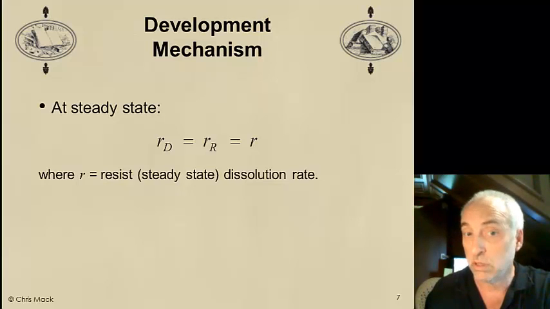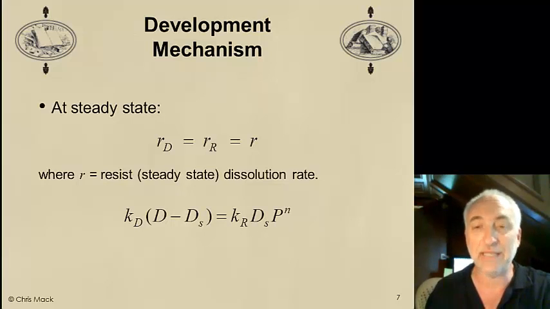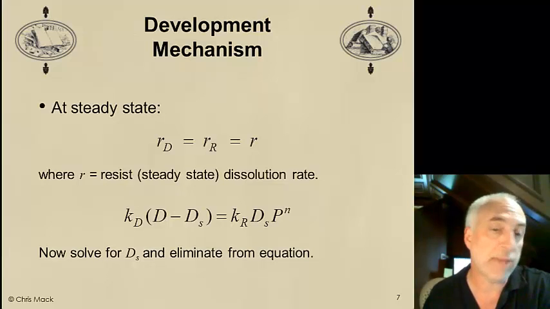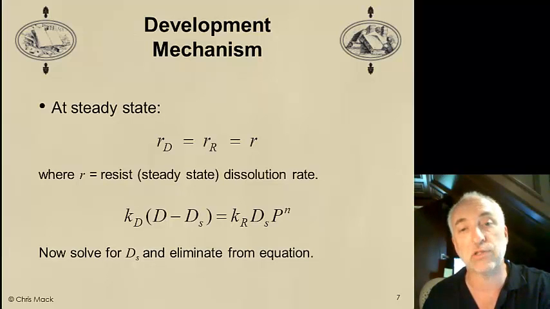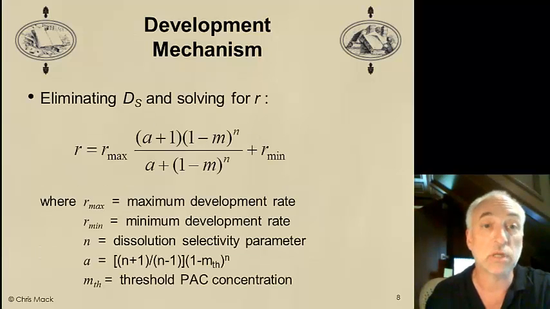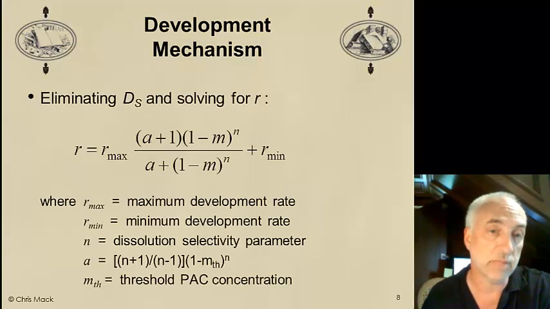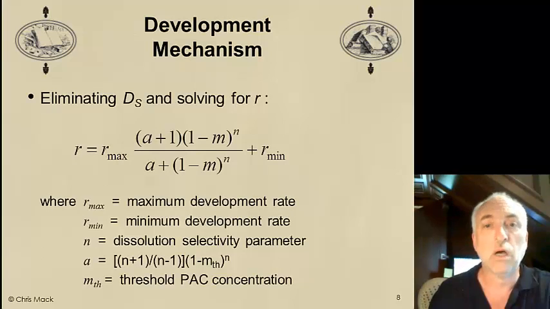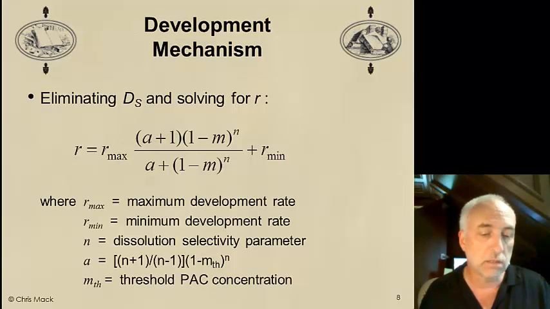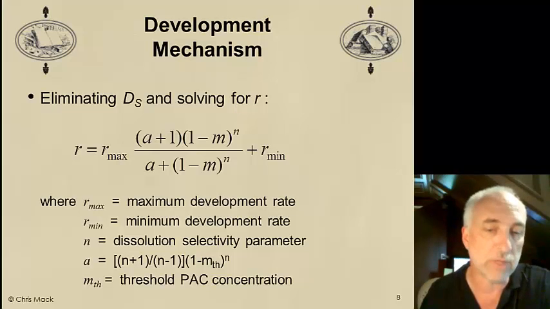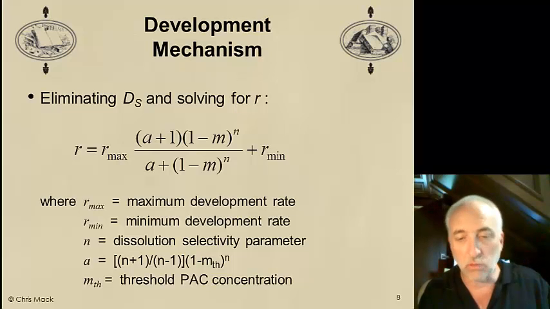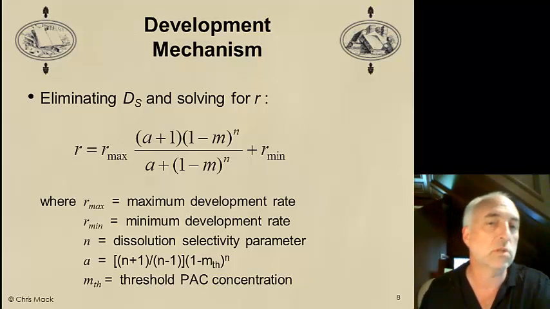Setting these two equal to each other gives us the steady state dissolution rate, and we can solve for our one unknown parameter, which is the developer concentration at the surface of the resist. We solve for that, eliminate it from the equation, and the result is our steady state development rate R. We can see that rate as a function of the rate constants and other parameters, but it's easier to couple or lump together various constants into more useful terms.